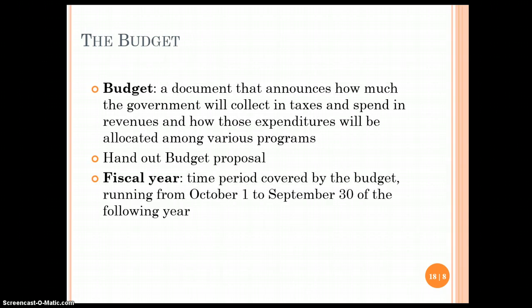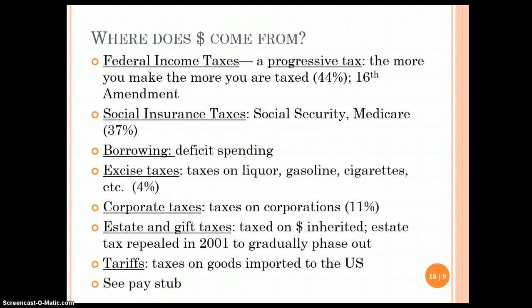So the budget is the document that decides how much we can spend and how much, based on the revenues that we're getting. And we use the fiscal year as the time period covered in the budget. So a fiscal year for the government is October 1st to September 30th of the following year.